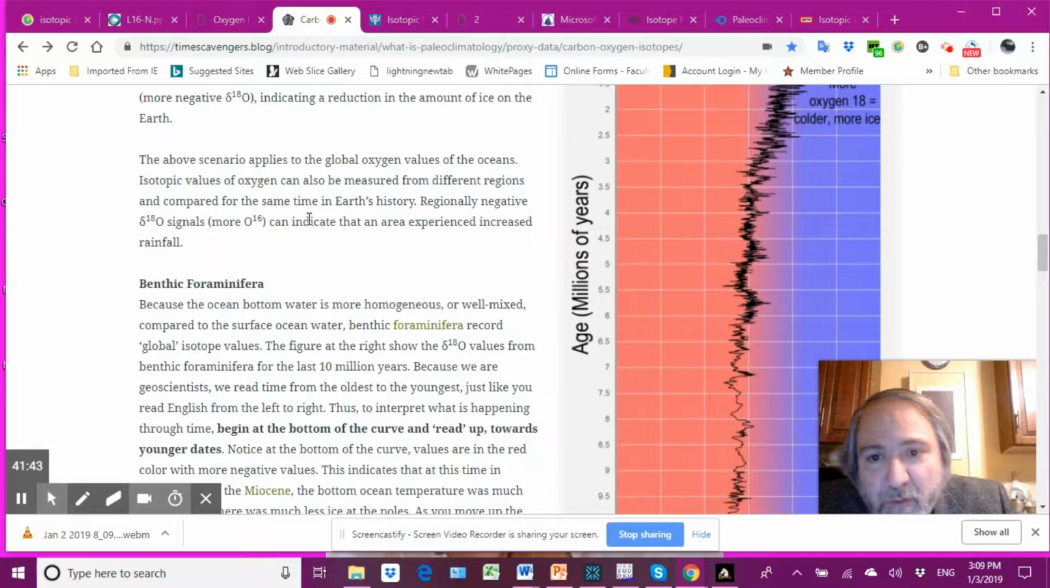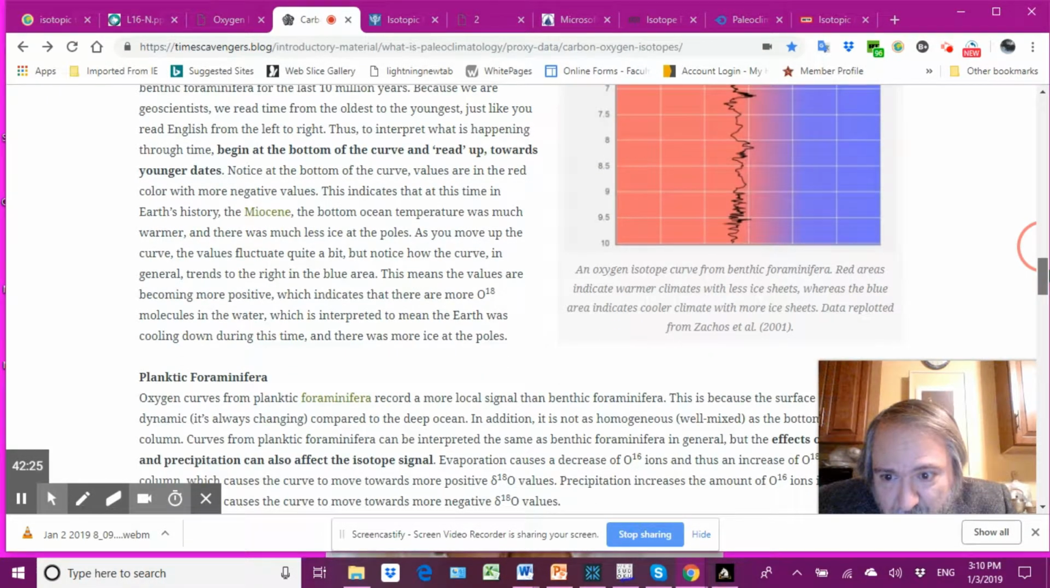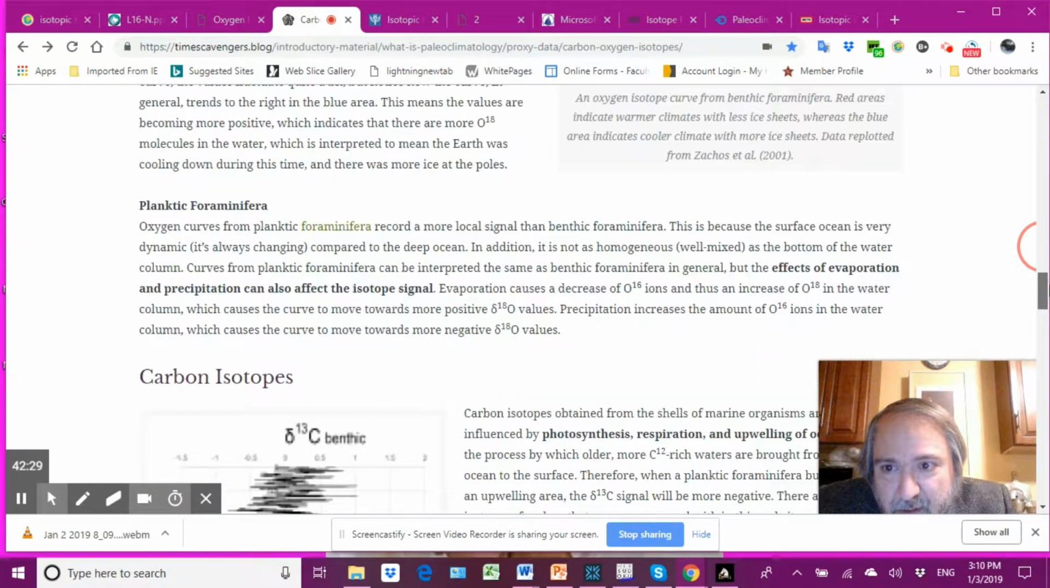The above scenario applies to global oxygen values of the oceans. Isotopic values of oxygen can also be measured from different regions and compared for the same time in Earth's history. So we can get global results, and then we can get regional results and do comparisons. And that is very helpful, useful information. Regionally negative delta 18O signals, which is more oxygen 16, can indicate that an area experienced increased rainfall. So before we look at this figure here, let's talk about benthic and planktonic foraminifera. Then we'll look at the carbon isotopes.